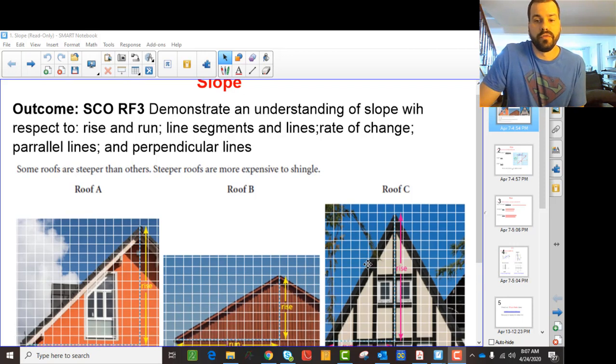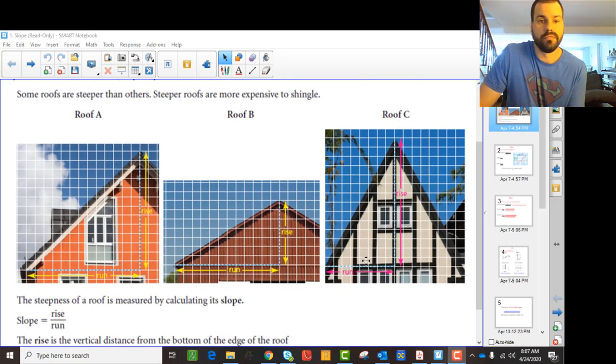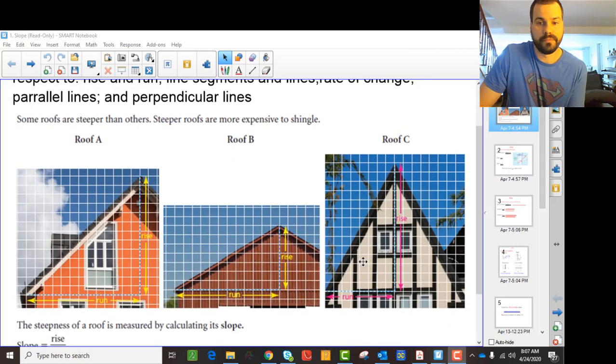Just as an example, if you look at these three roofs, I think you can probably see that one is steeper than the other. And then as you put a grid over top of them, you can actually measure the steepness or the slope of the roof. That's what slope really means.